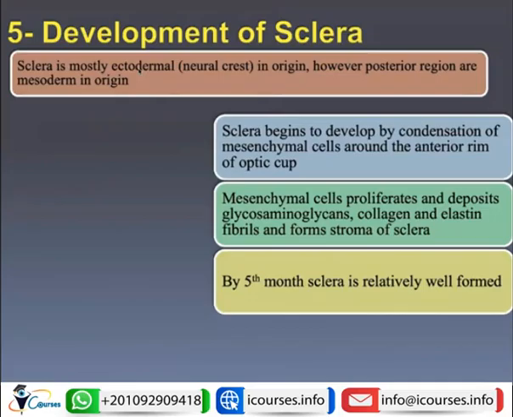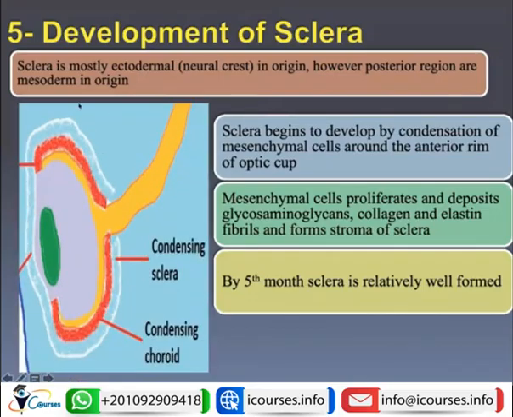So I'm just saying this quickly because it is not of importance. The development of the sclera is ectodermal in origin, so it developed from the neural crest. However, the posterior margins here and here are developed from the mesoderm. So both ectoderm and mesoderm will share in the same sclera.